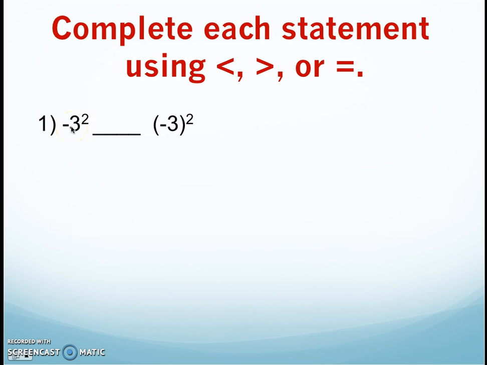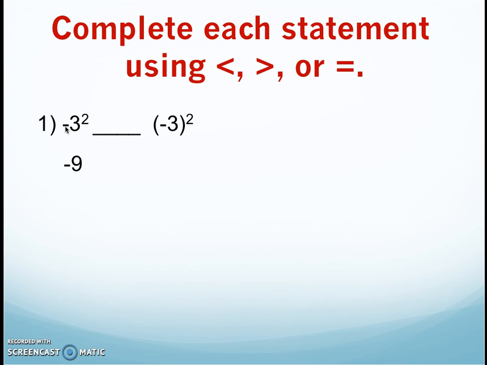If you look at the left side and the right side, see how on the right side that negative is inside the parentheses? It's attached to the 3. We're going to square it when it's attached to the 3. On the left side there, we're just squaring the 3 and taking the opposite of that. So the opposite of 3 squared. Well, 3 squared is 9. The opposite of 9 is negative 9.